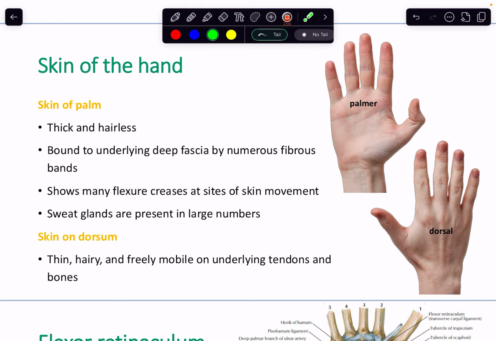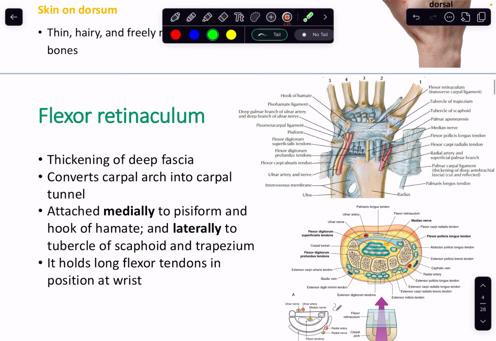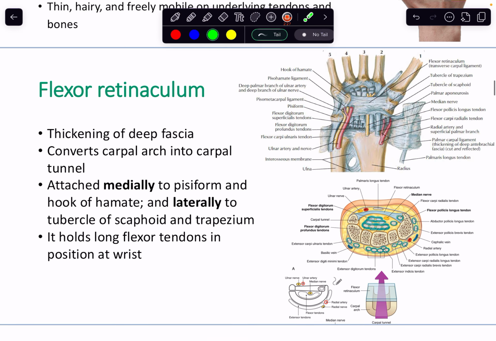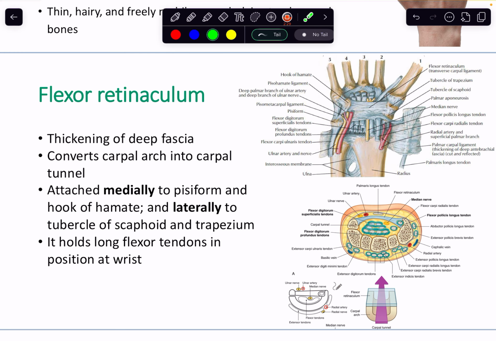Come to the flexor retinaculum. Retinacula, what is this? It's a condensed, means thickened, deep fascia, right? Particularly at the wrist area and the ankle. Ankle joint, wrist joint. Flexor means it is on the anterior side, extensor means it is on the back side.